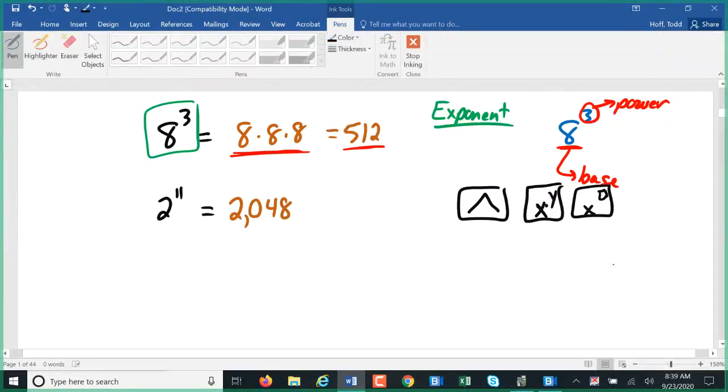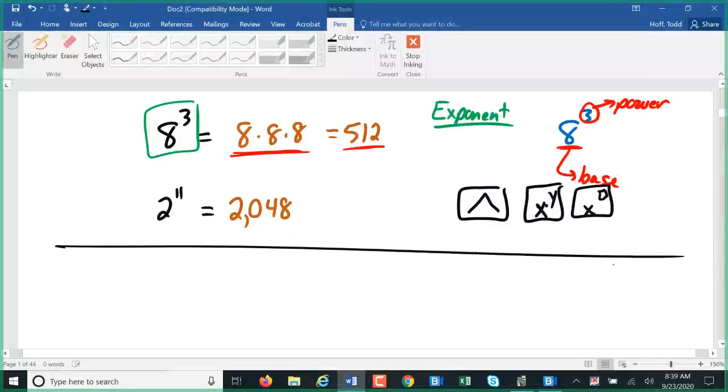Well, what I want to look at today is reversing those. We've said that all of our operations come in pairs. They're called inverse pairs.